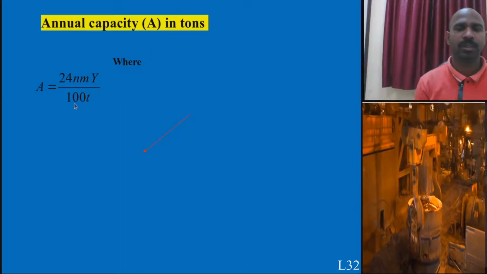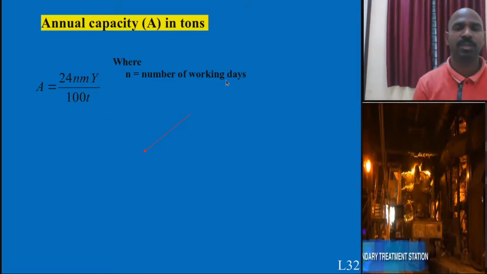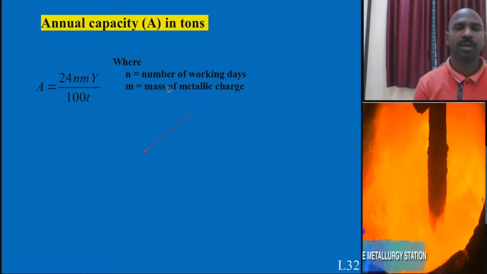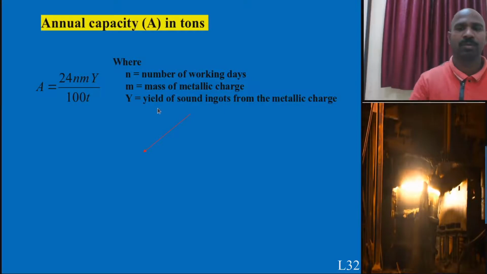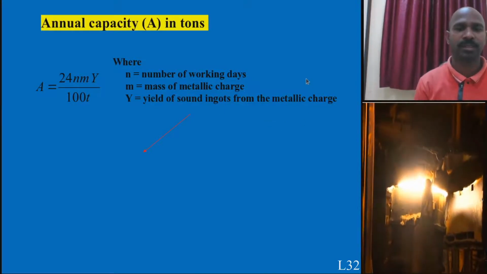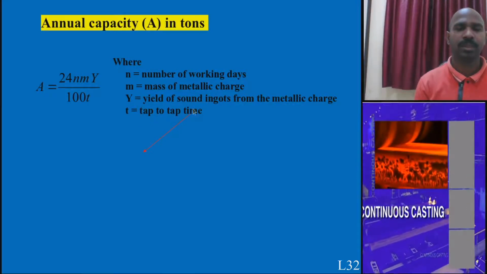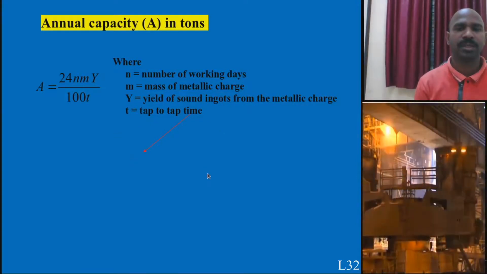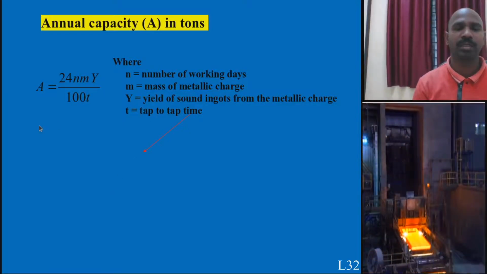How do you calculate the annual capacity of that particular electric arc furnace? You use this formula: A = 24NMy/100T, where small n is the number of working days, M stands for the mass of the metallic charge used for producing the steel, y is the iron yield, how much iron was contained in the metallic charge, and T is the tap to tap time, from one tap to another tap, how much time was taken. For example, 50 minutes for one tap, another 15 minutes for another one.